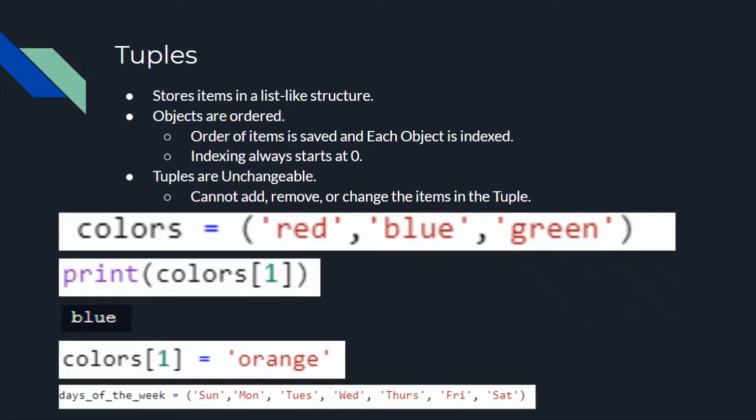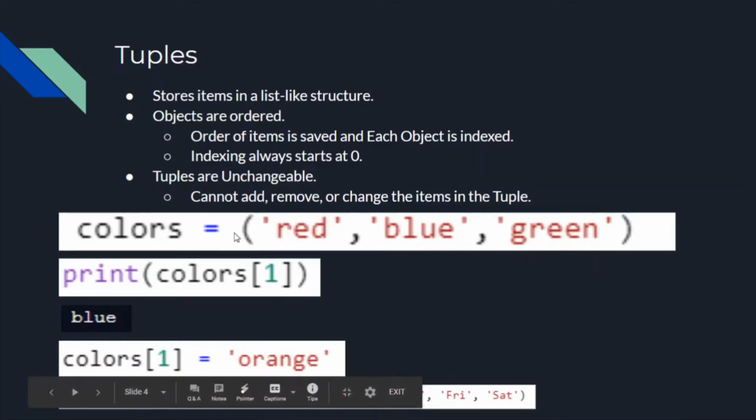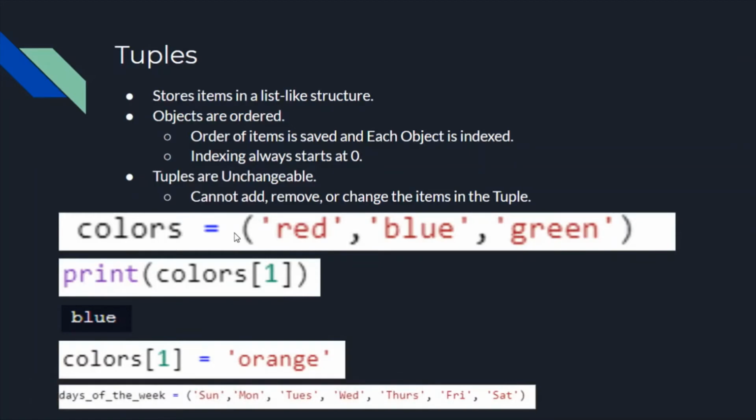So tuples are very similar to lists, but there are also a few key differences between them. First of all, tuples are symbolized by parentheses, while lists are symbolized by square brackets. So that means anything you want to put inside of a tuple, you have to put inside of parentheses, and then you also have to separate the objects by commas, just like you do with lists.